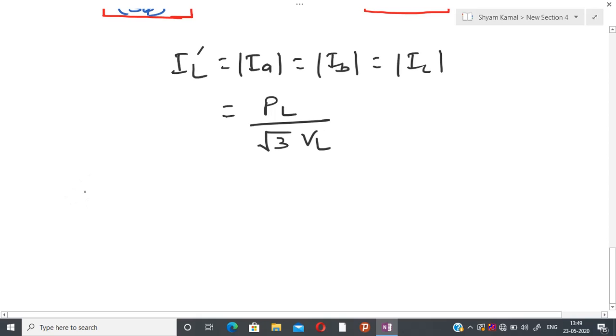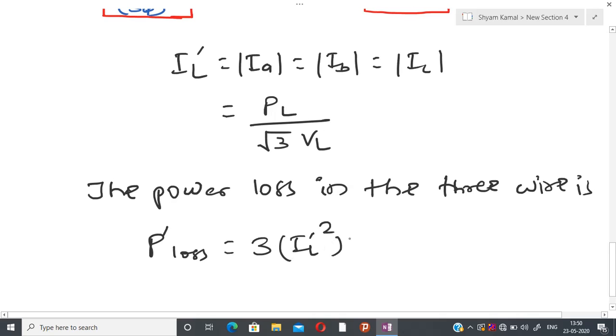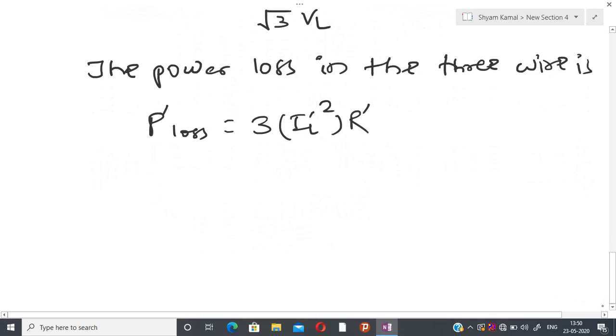Now let us talk about the power loss. So the power loss in the three wire system, I am denoting that by P dash loss. So that is 3 IL dash square, because current I have assumed like this, into R dash. R dash is the resistance.